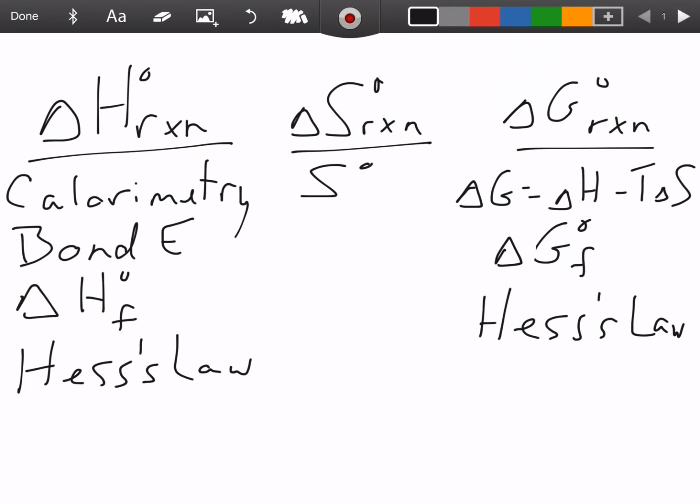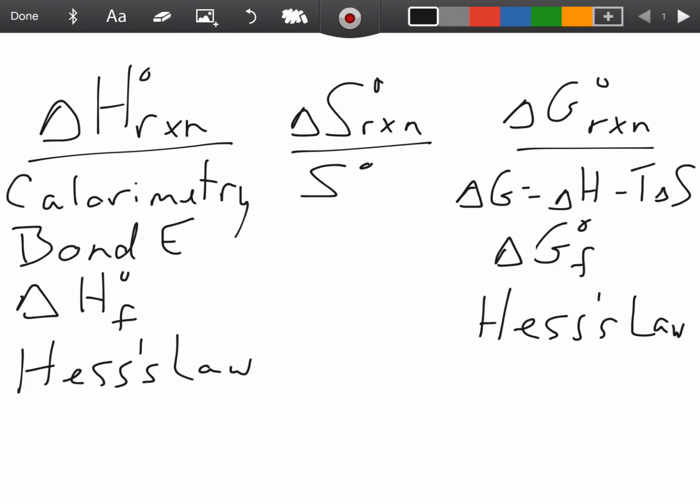We've been looking at enthalpy or delta H. We've been looking at entropy or delta S. And we've been looking at Gibbs free energy, delta G. All of these are how we have been calculating those different energy types for a reaction.